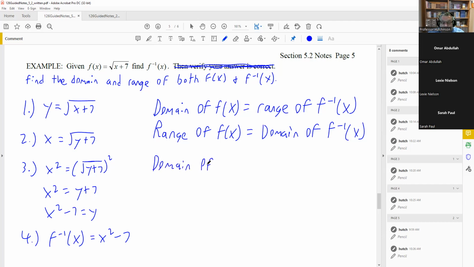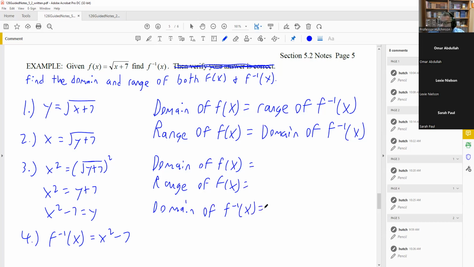So let's write these out. Domain of f of x, range of f of x, domain of the inverse, and we want to find the range of the inverse. The homework is going to ask for all this. So we want to find the domain and range of each one.